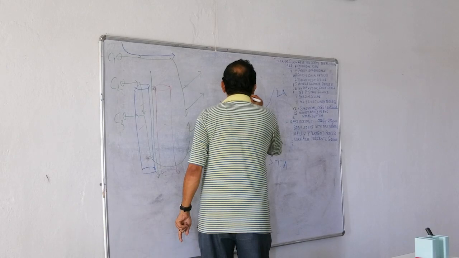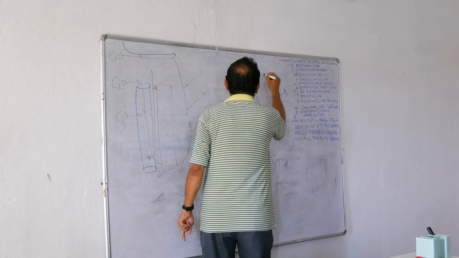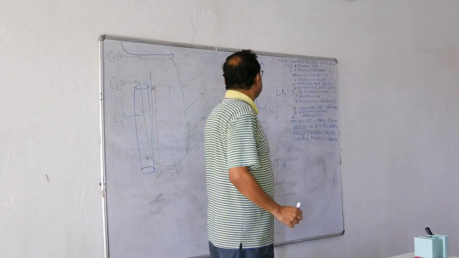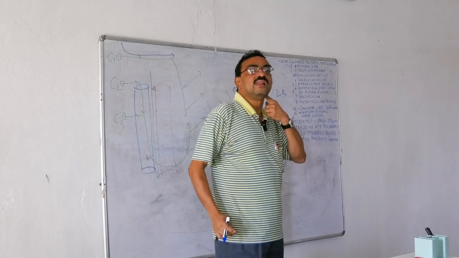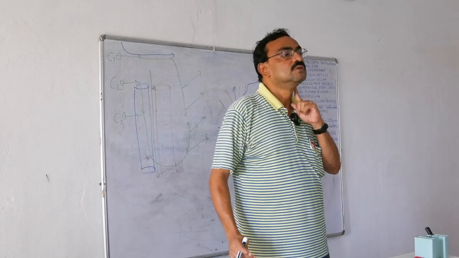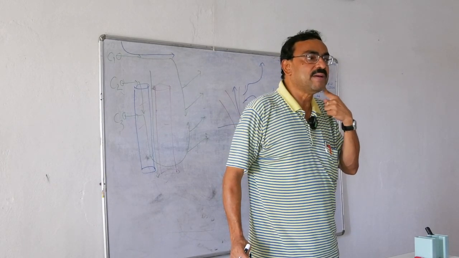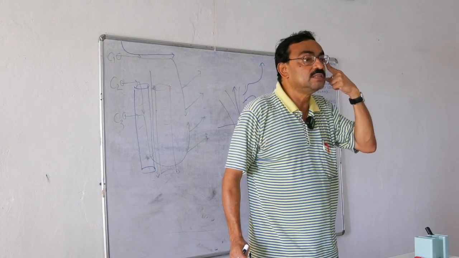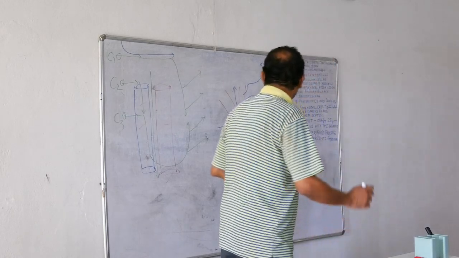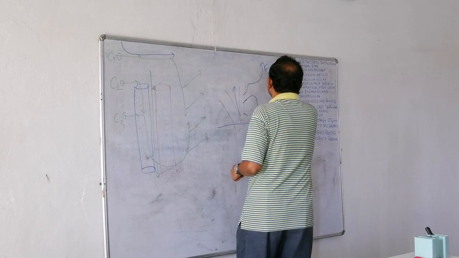A bit above, we will get another artery, which will round the inferior part of the masseter muscle and will appear in the face. And it's a tortuous artery, that is the facial artery.